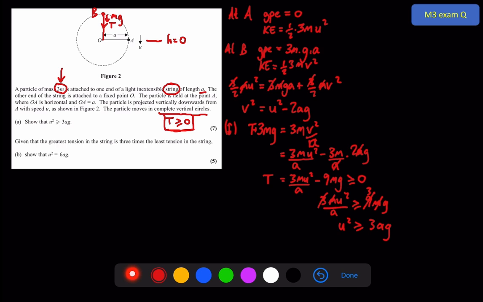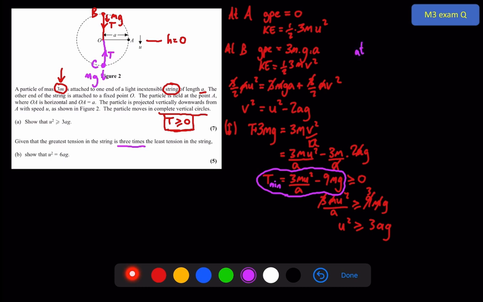Part B: given that the greatest tension in the string, which remember happens at the lowest point where we've got the weight here and the tension here, is 3 times the least tension in the string, and remember that happens at point B. So this T is the minimum tension, this expression here. That's going to be useful, but we're going to have to do most of this all over again with the point here. Let me call that point C.